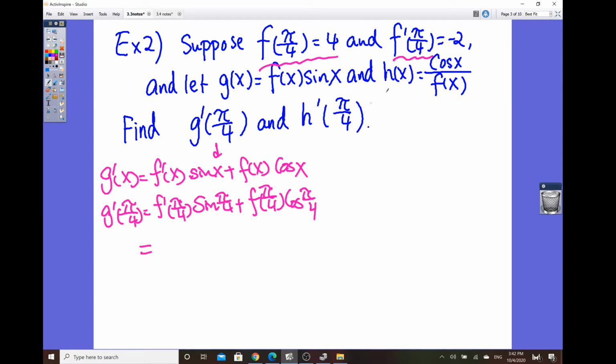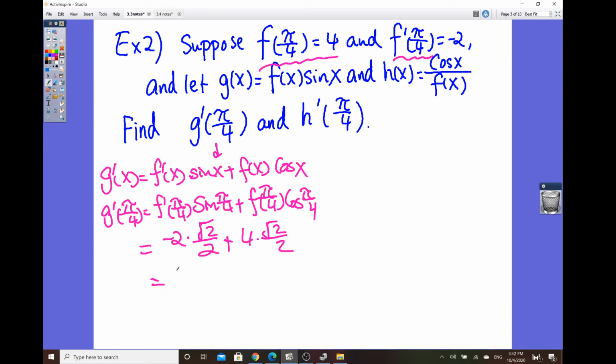So f prime of pi over 4, that's negative 2, times sine of pi over 4. So sine of 45 degrees, if you do recognize the ratio on a unit circle, it's what? It's root 2 over 2. It's all going back to trig or pre-calc. f of pi over 4, that one's given, that's 4. Cosine of pi over 4 is also root 2 over 2.